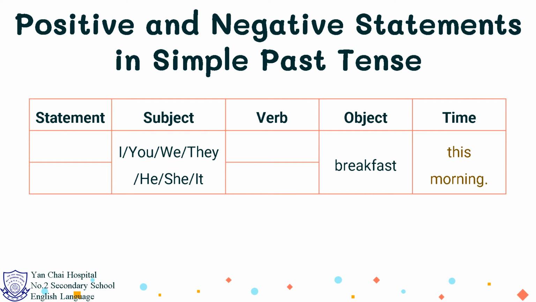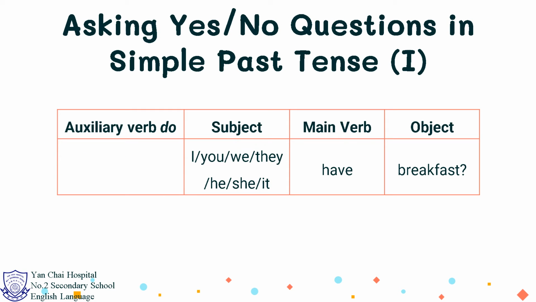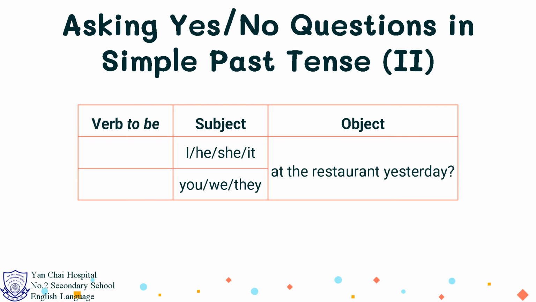Positive and negative statements in simple past tense. For positive statements, I, you, we, they, he, she, it ate breakfast this morning. For negative statements, I, you, we, they, he, she, it did not eat breakfast this morning. Asking yes/no questions in simple past tense. Did I, you, we, they, he, she, it have breakfast? Was I, he, she, it at the restaurant yesterday? Were you, we, they at the restaurant yesterday?